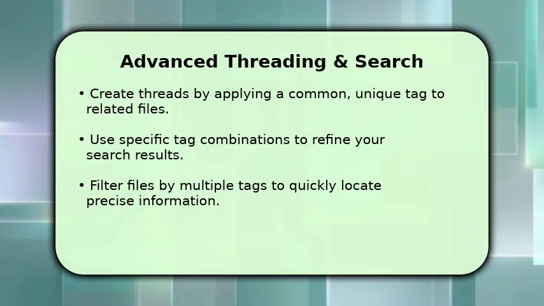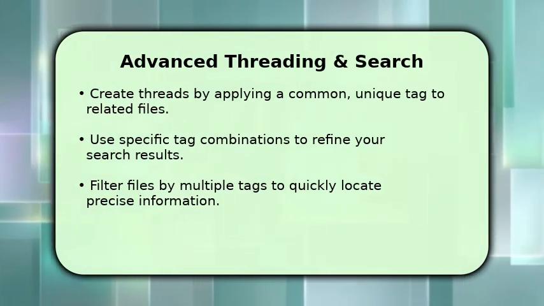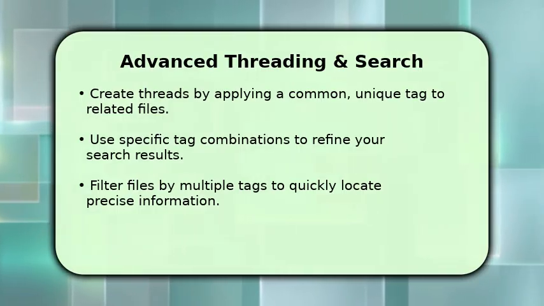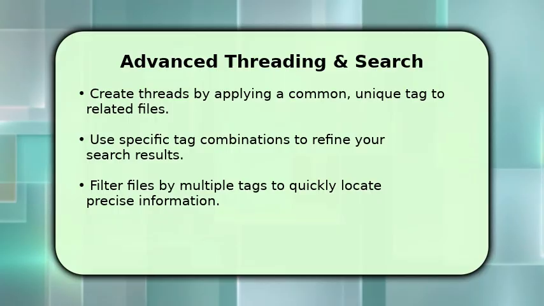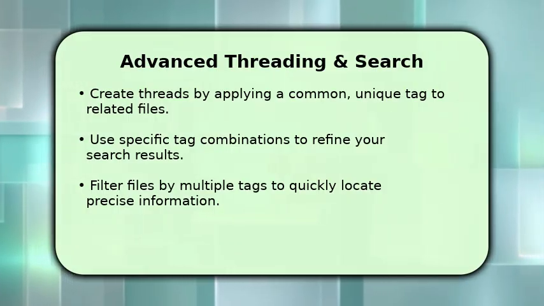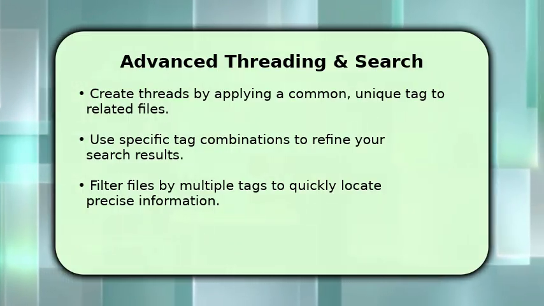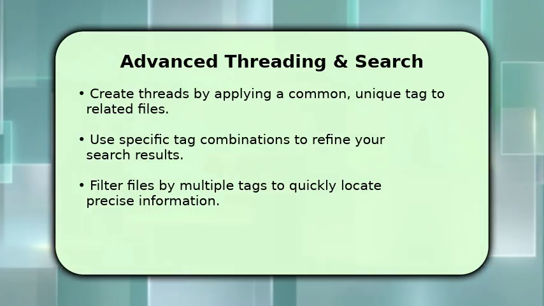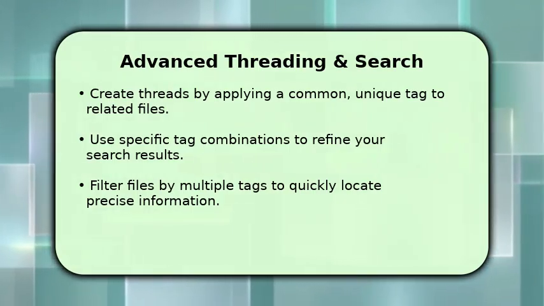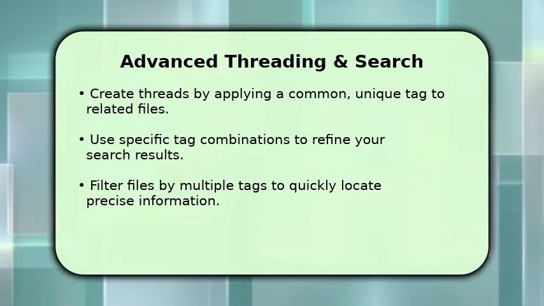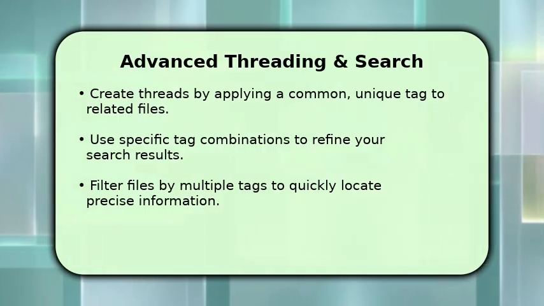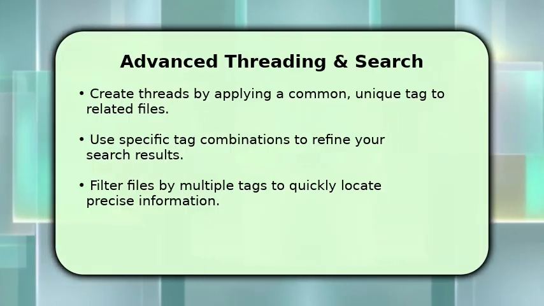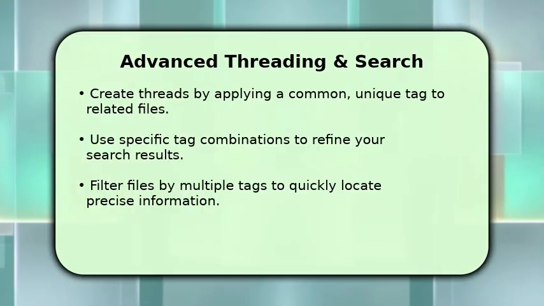For advanced organization, create a thread by applying a unique common tag to a series of related files, like Project X version 1 and Project X version 2. This links them conceptually. When searching, combine tags such as marketing and report to narrow down results. Many systems allow filtering by multiple tags simultaneously, enabling you to pinpoint exactly what you need from hundreds of documents in just a few seconds.